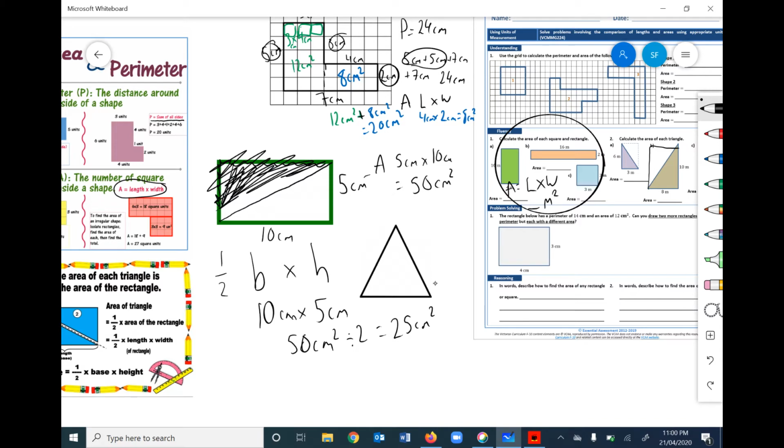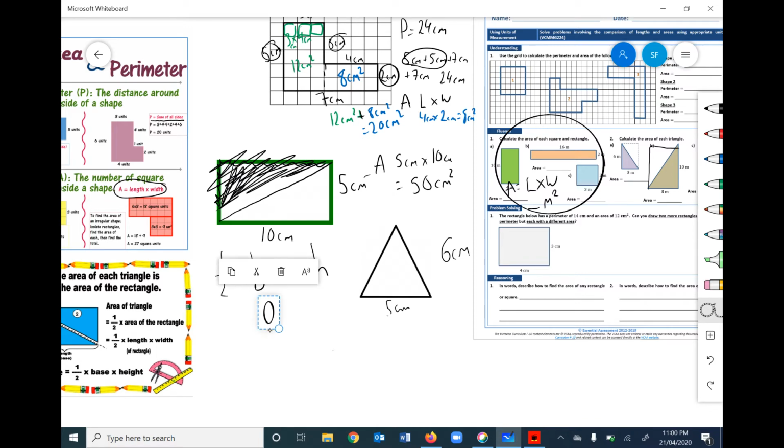Let's say that this is about 6 centimeters high, and we've got 5 centimeters along here. I'll get rid of the stuff that's below it, just so that it doesn't become a bit of confusion. The same concept applies. It is still going to be half base times height, so let's have a look at what will happen here.